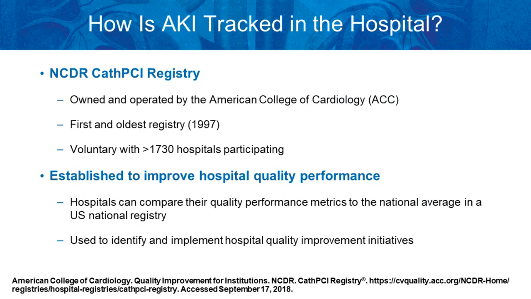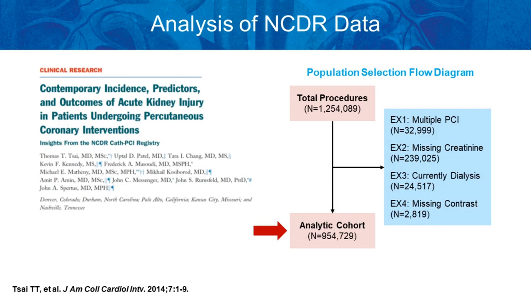Now, how is AKI tracked in the hospital? The NCDR Cath PCI registry, which is operated by the American College of Cardiology, is how we monitor our performance with respect to acute kidney injury. The purpose of this is to allow hospitals to compare their quality performance metrics to national benchmarks and identify potential opportunities for each individual hospital to improve their care.